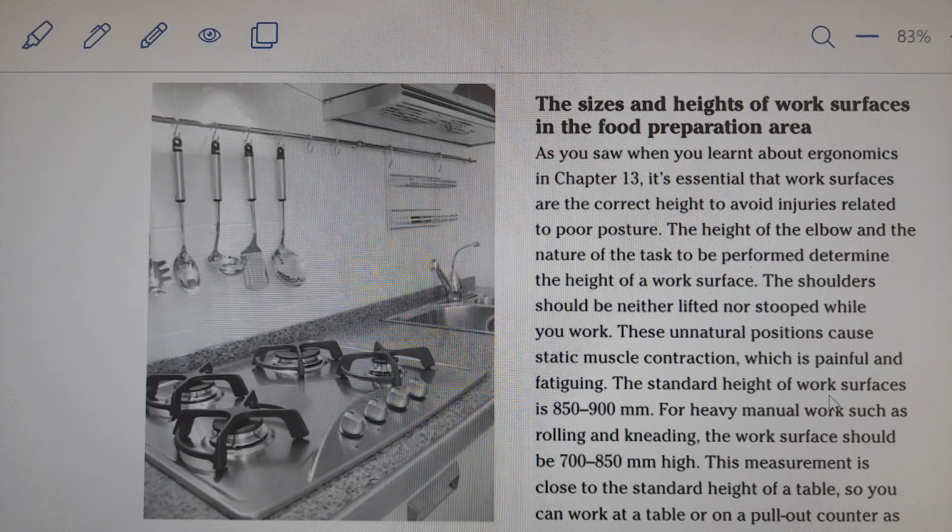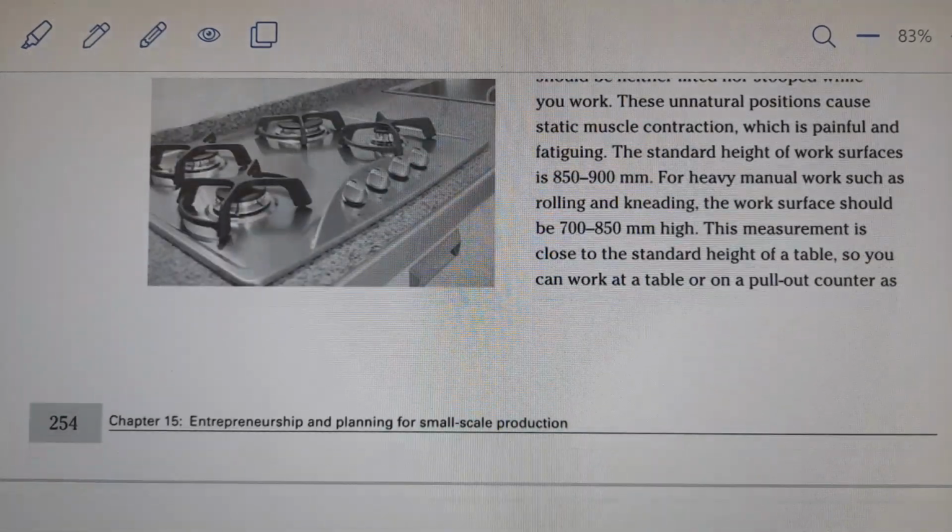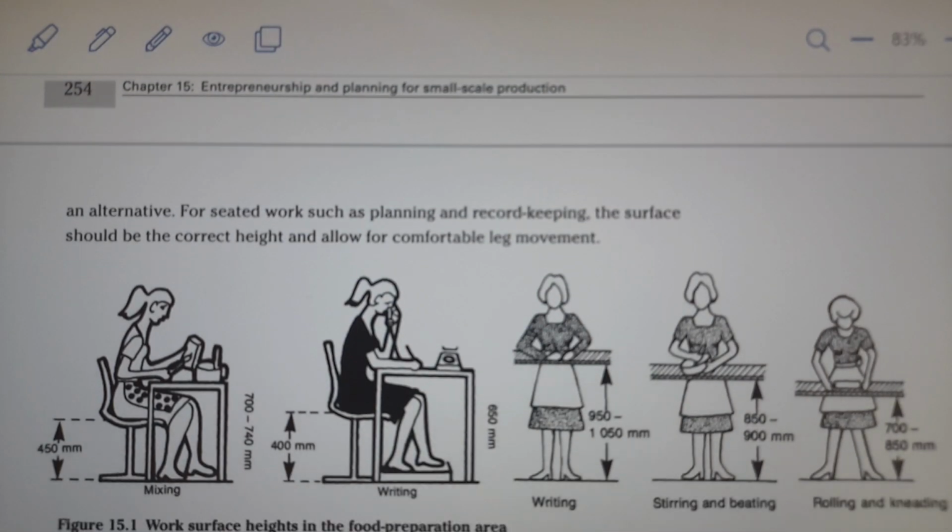The standard height of work surfaces is 850 to 900 millimeters. For heavy manual work such as rolling and kneading, the work surface should be 700 to 850 millimeters high. This measurement is close to the standard height of the table. So you can work at the table or on a pull-out counter as an alternative.